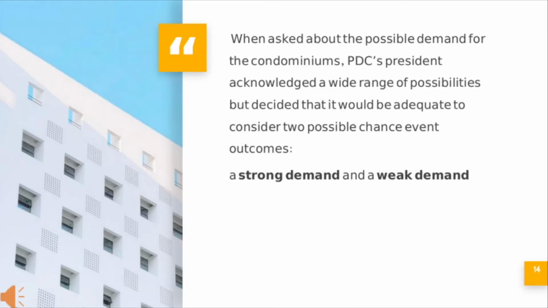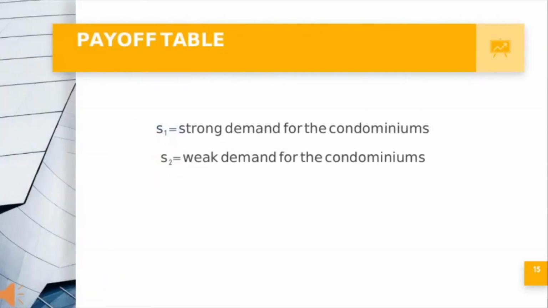In decision analysis, the possible outcomes for a chance event are referred to as states of nature. The states of nature are defined so that they are mutually exclusive, meaning no more than one can occur, and collectively exhaustive, meaning that at least one must occur. Thus, one and only one of the possible states of nature will occur. We may now label them as S sub 1 for strong demand for the condominiums and S sub 2 for weak demand for the condominiums.